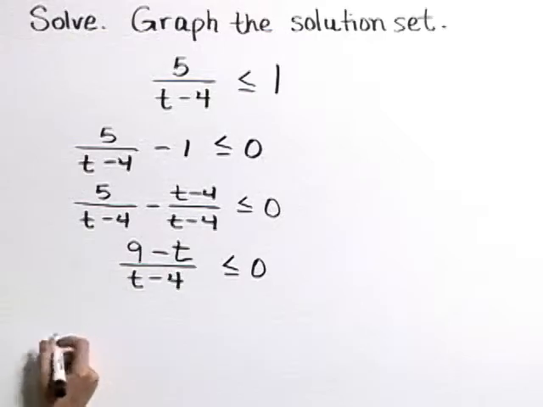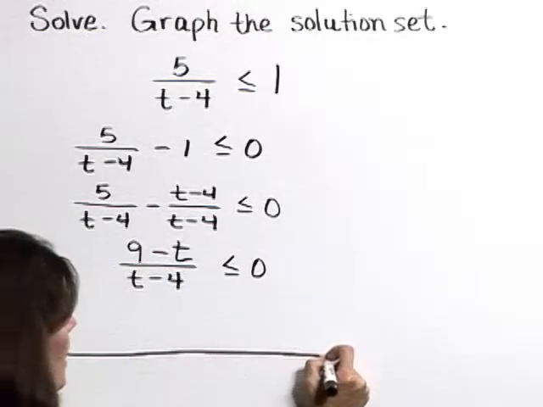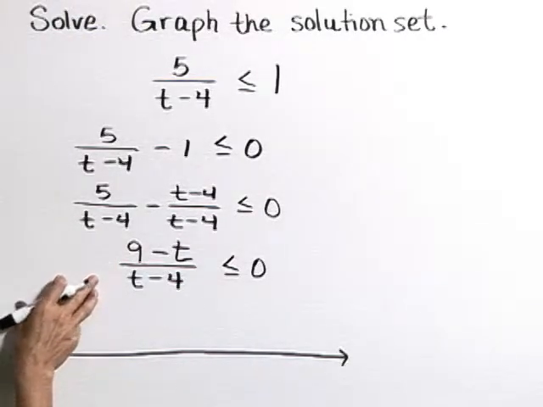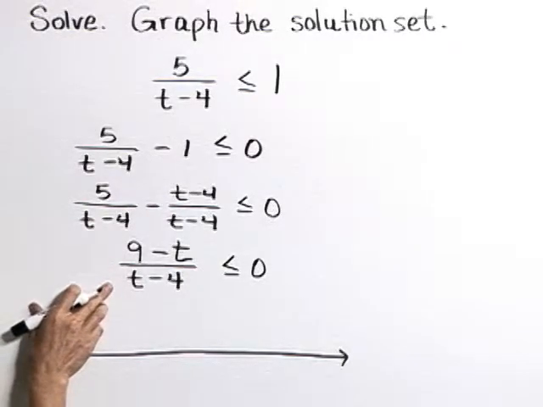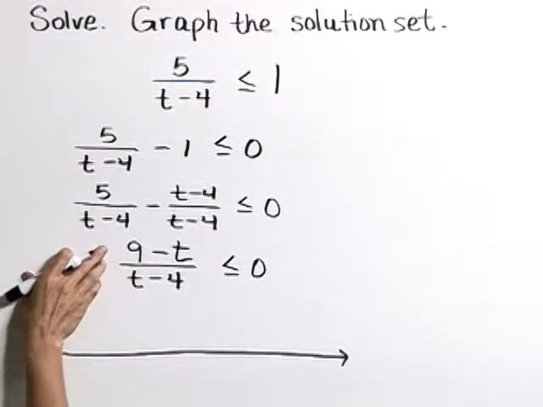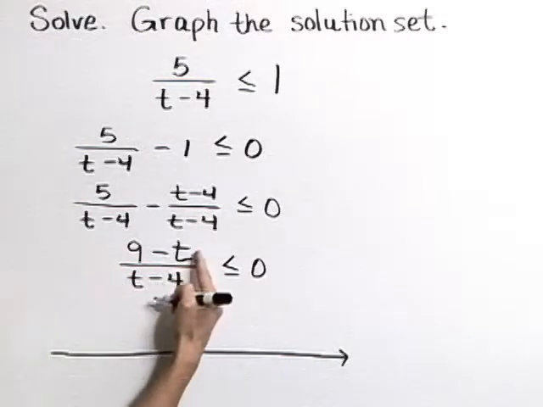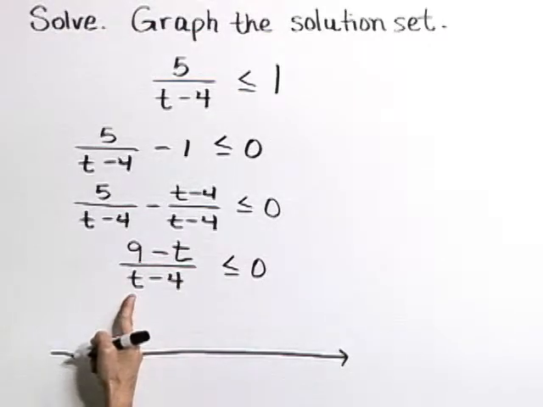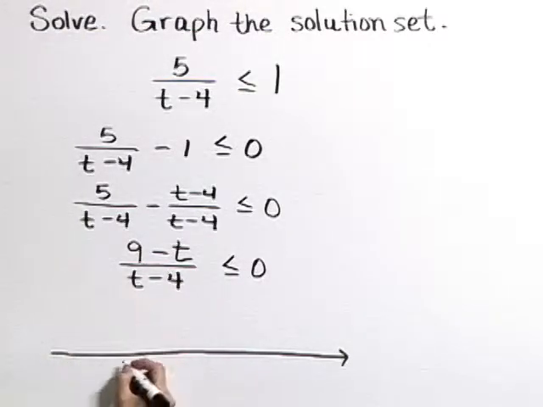Now, we're going to set up an interval of values at this point. A rational function is going to change from positive to negative or vice versa at values, in this case for t, that cause the numerator or the denominator to equal 0. The numerator will equal 0 if t is 9. The denominator will equal 0 if t is 4. So let's locate those values on our interval here. t equal 4 and t equal 9.